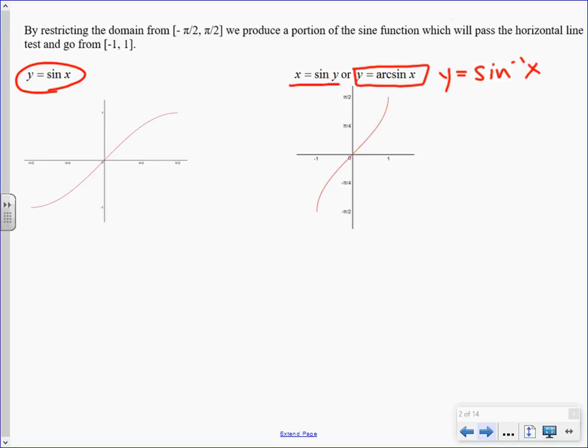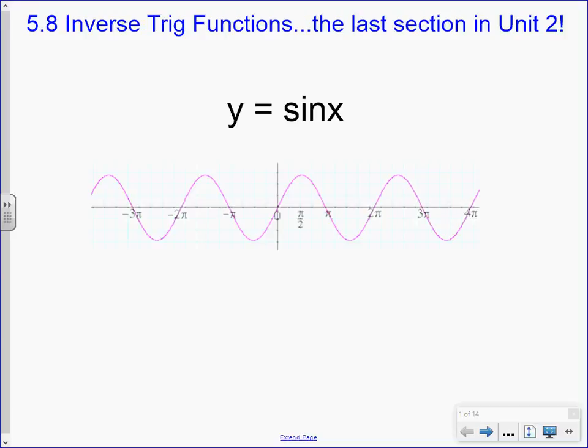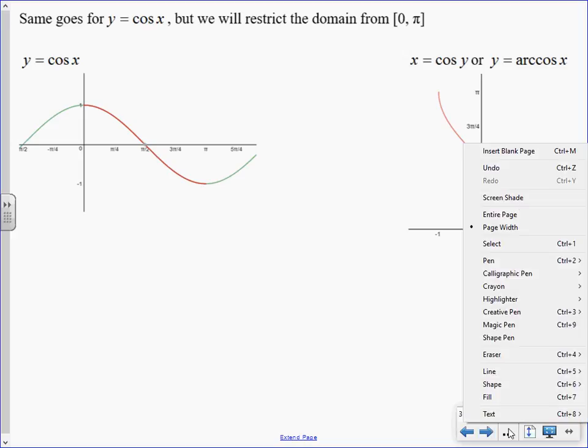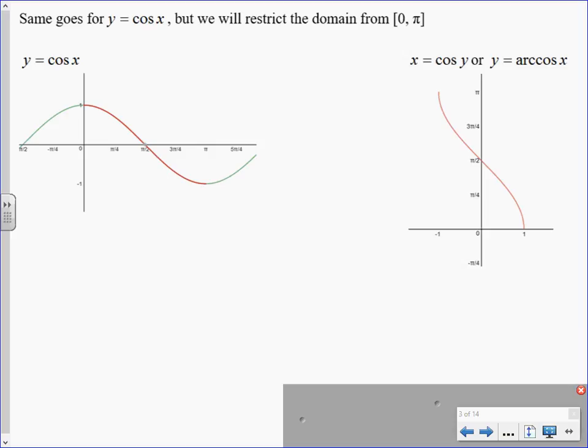Y equals cosine of x. Does that pass the, what did I do? That's not right. Y equals cosine of x. Does that pass the horizontal line test? No, it does not pass the horizontal line test. So it didn't show up on your paper, but it's showing up here. In red, I've highlighted, we restrict the domain of y equals cosine of x to 0 to pi. Therefore, if we take that red chunk and plot the inverse, we get this. Y equals arc cosine of x.